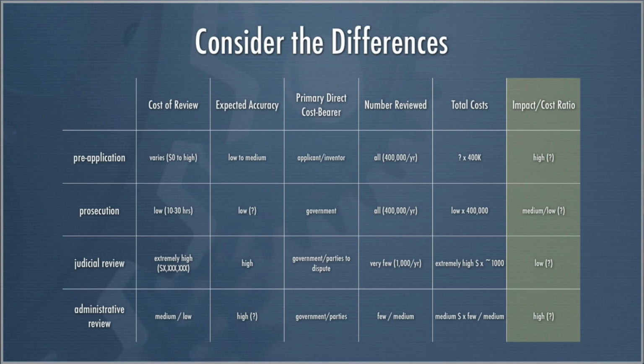So I think that one of the underappreciated elements of the patent review system is the pre-application review, because we focus so much on the formal requirements, the prosecution, the judicial review, and the post-grant review, the administrative review, that we sometimes lose sight that applicants have a pretty strong incentive to do this even prior to applying for the patent.